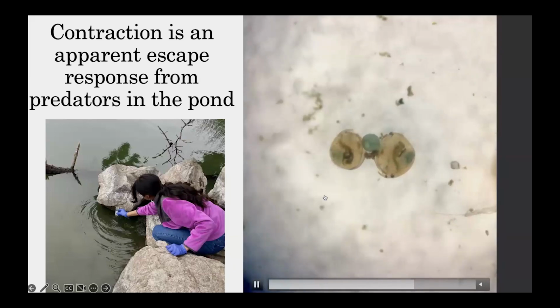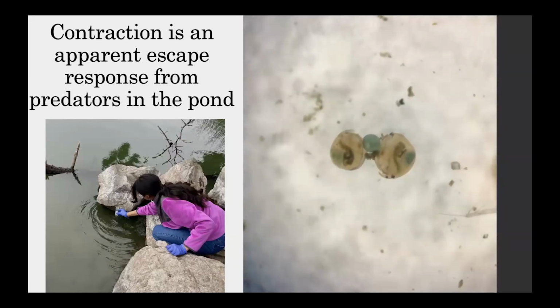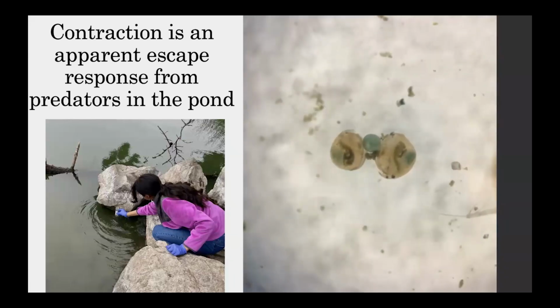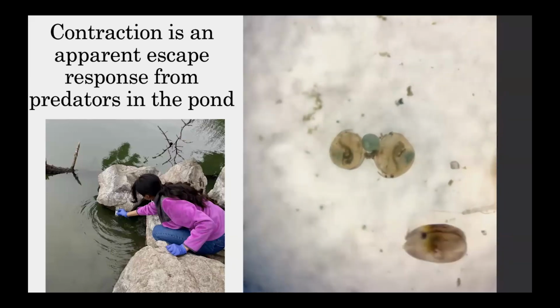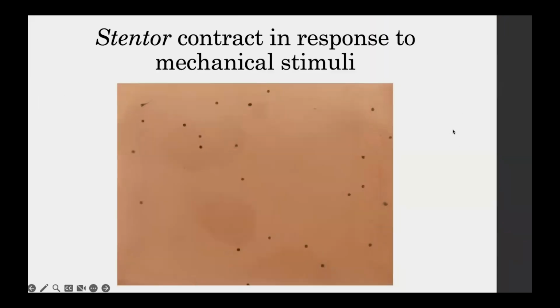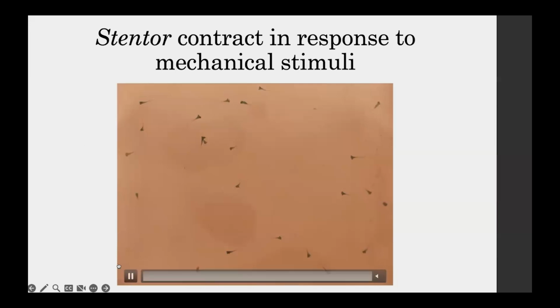But the thing is, if a stentor is constantly contracting in response to harmless stimuli, such as ripples in the pond that are not actually predators, then the stentor would be wasting energy. So habituation is also adaptive. It helps the stentor preserve energy so that it's not contracting away from innocuous stimuli. So this is what a group of stentor look like when they're contracting. Each of these is a single cell, and they're receiving a tap, and you can see them contracting almost instantaneously.